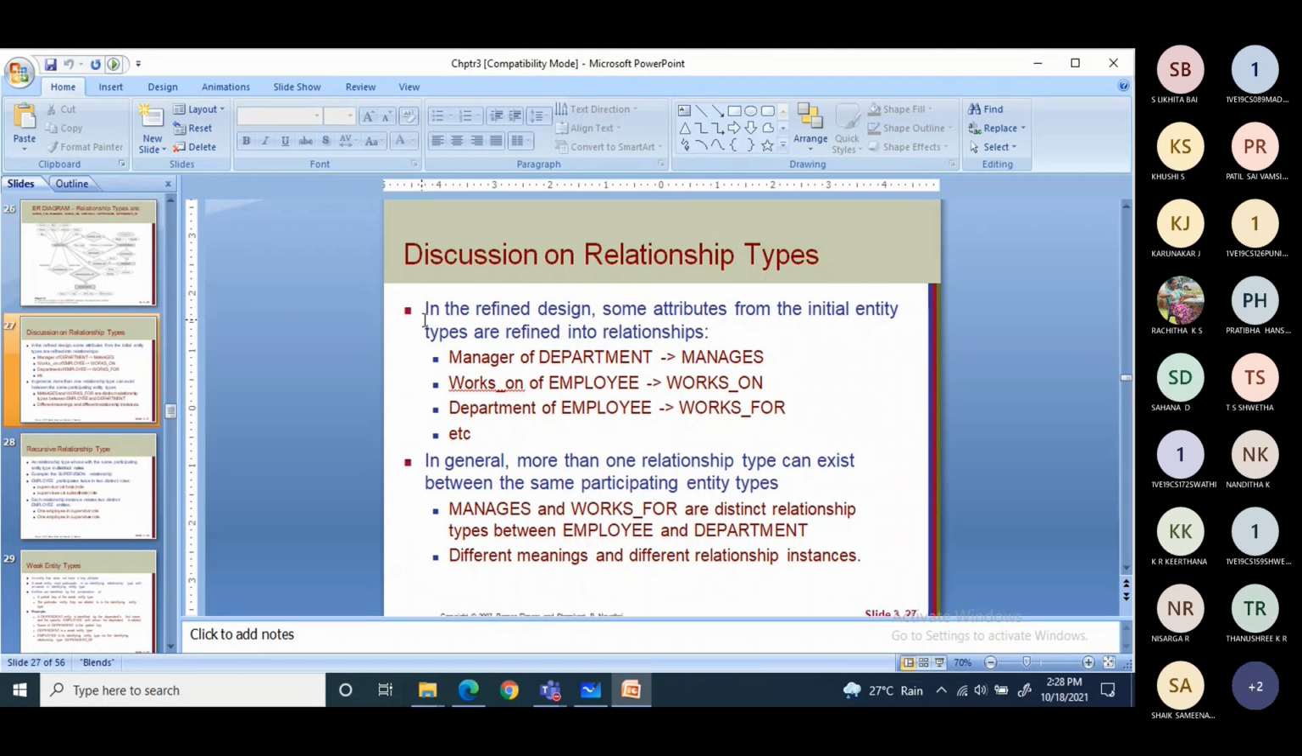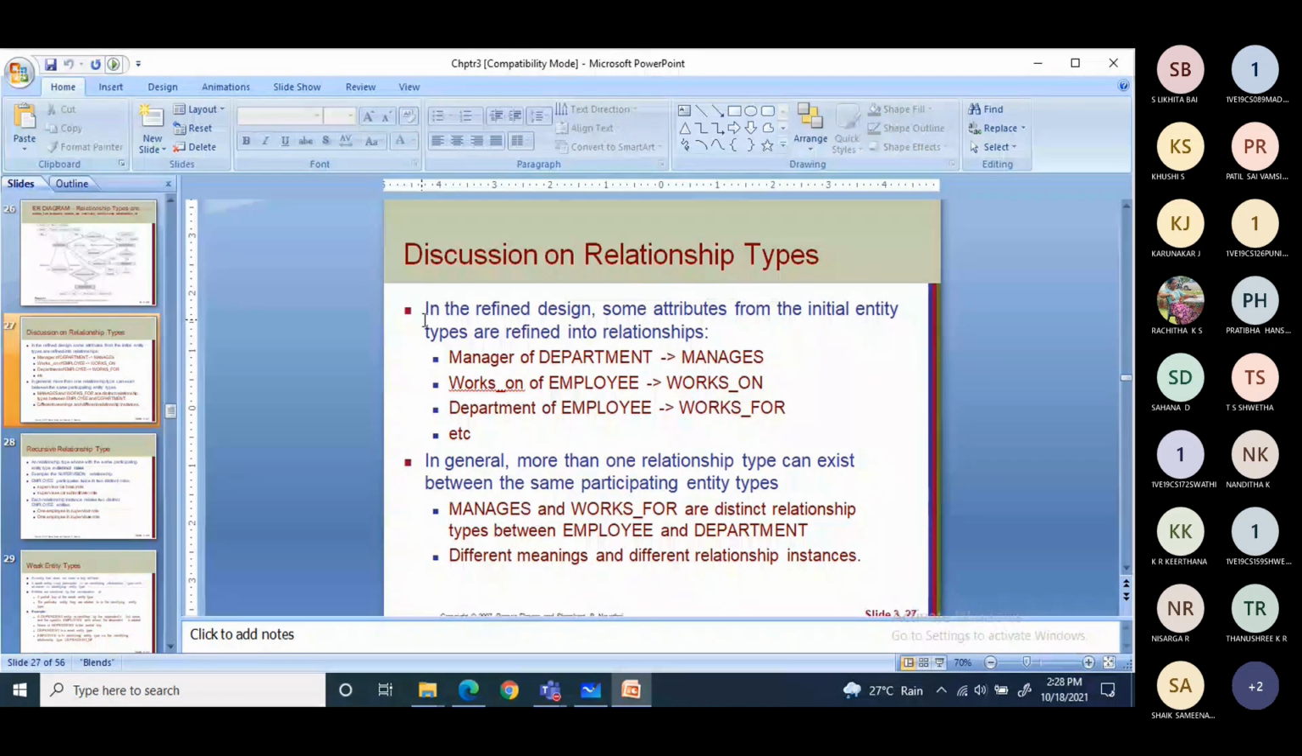In general, more than one relationship type can exist between the same participating entity types. Sometimes more than one relationship type, for example, manages and works for. Manager manages department, and manager works for department, or manager works for a project. Okay, these are the different relationship types. More than one relationship type may exist between two entities.